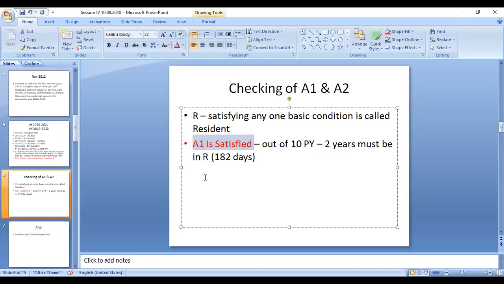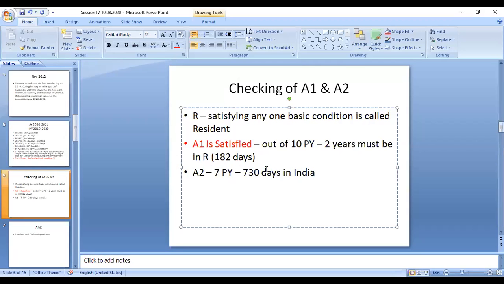Right, now we can move on to additional condition 2. What is additional condition 2? Here he must be staying in India in the 7 previous years, all the days put together, 730 days. 730 days he must be in India only.